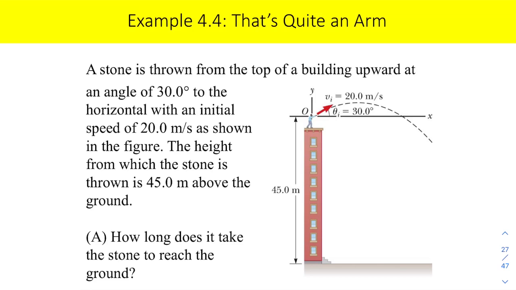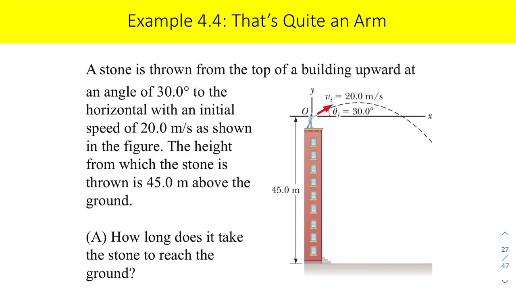Example 4.4. A stone is thrown from the top of a building upward at an angle of 30 degrees to the horizontal with an initial speed of 20 meters per second, as shown in the figure. The height from which the stone is thrown is 45 meters above the ground. If you see the situation here, this is similar to free fall, but the free fall is from here like this. We ignore this one, but now in the real case for projectile motion, we do have the delta x.